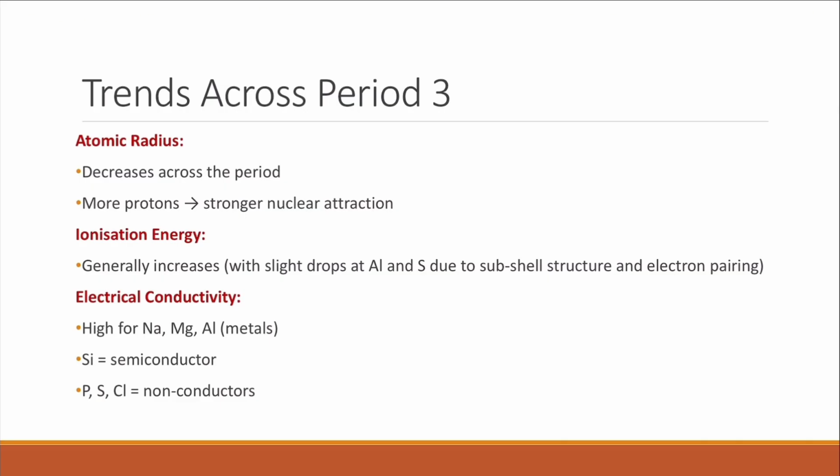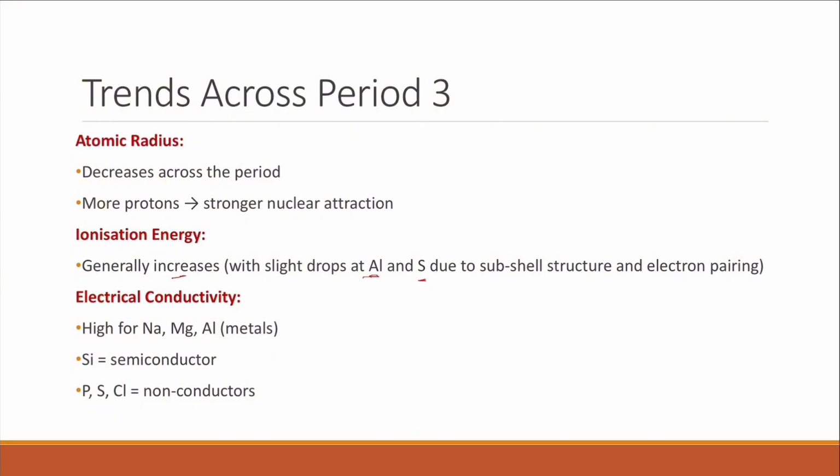This is because there are more protons as you go to the right, so there will be stronger nuclear attraction. Ionization energy generally increases, but there is a slight drop at aluminium because the electron now is being removed from the 3p orbital, which is further away from the nucleus and more shielded with the extra 3s orbital. And for sulfur as well, because in comparison with phosphorus, in sulfur the electron is removed from a sub-orbital with paired electrons.